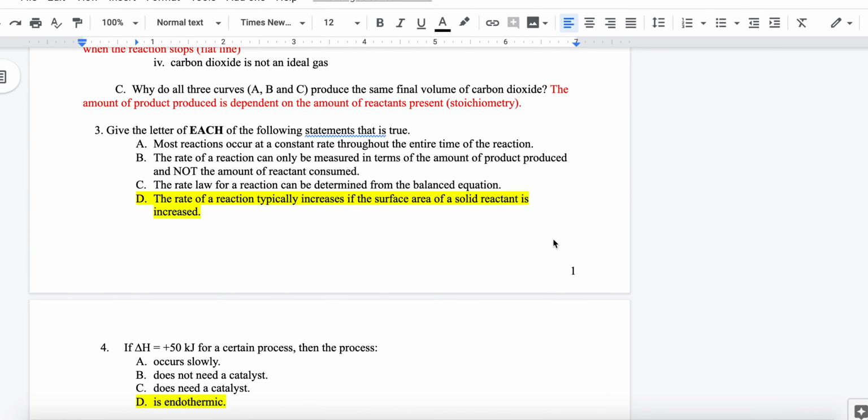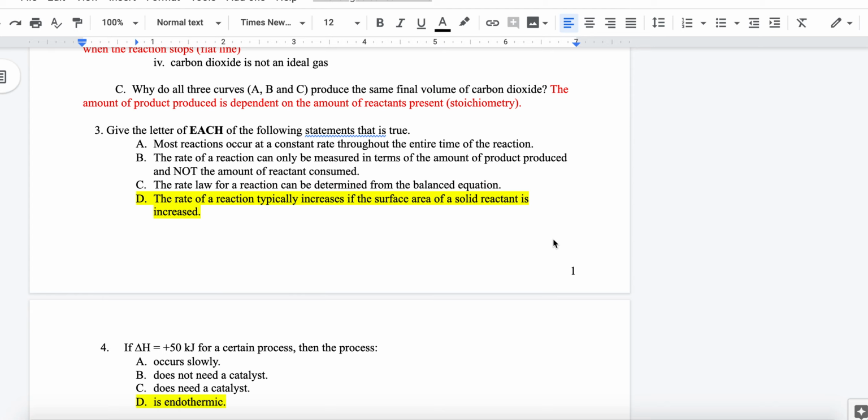Number 3, give the letter of each of the following statements that are true. A, most reactions occur at a constant rate. That's not true. Typically, changes in concentration impact rate. Most reactions are first and second order.